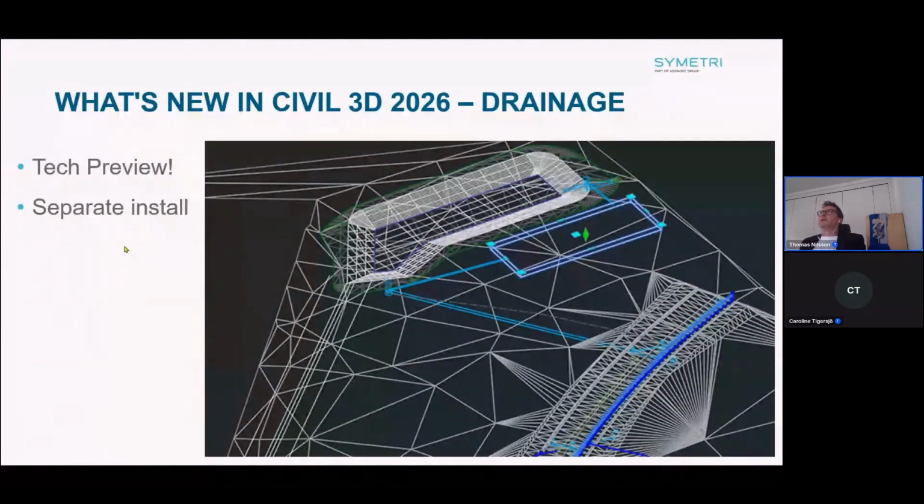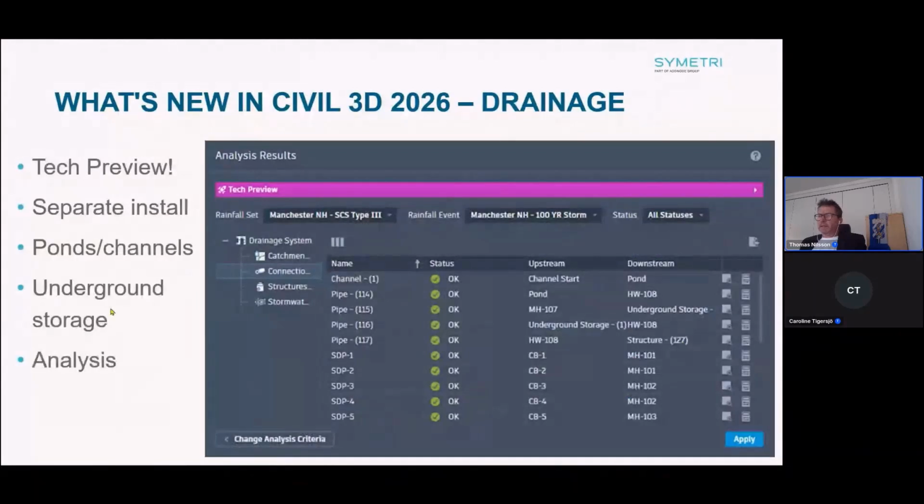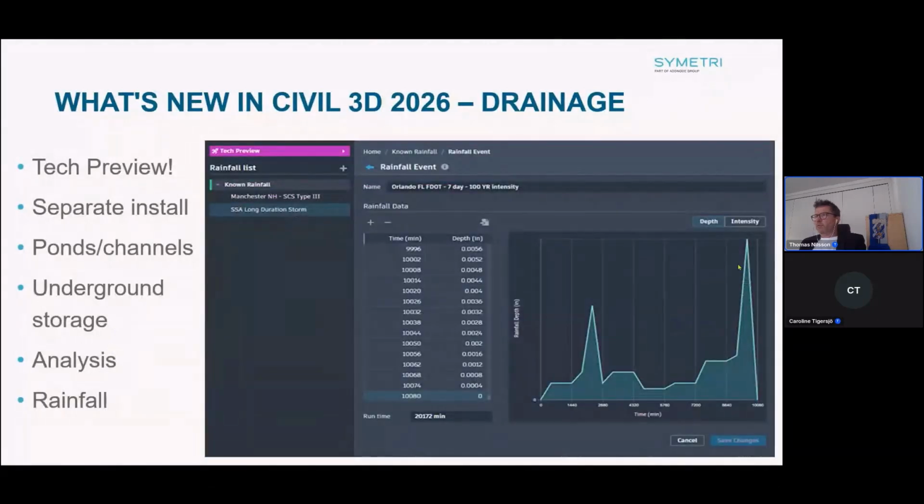You need to go to manage.autodesk.com to install it. It handles ponds and channels, which should be displayed here and here. It handles underground storage, like this one there. It handles analysis of pipes and flows, and it has rainfall in here.